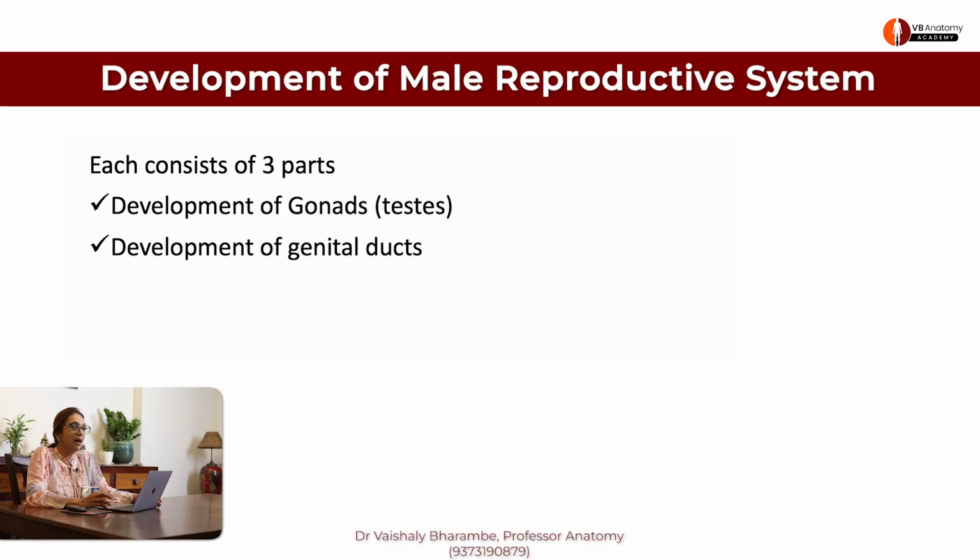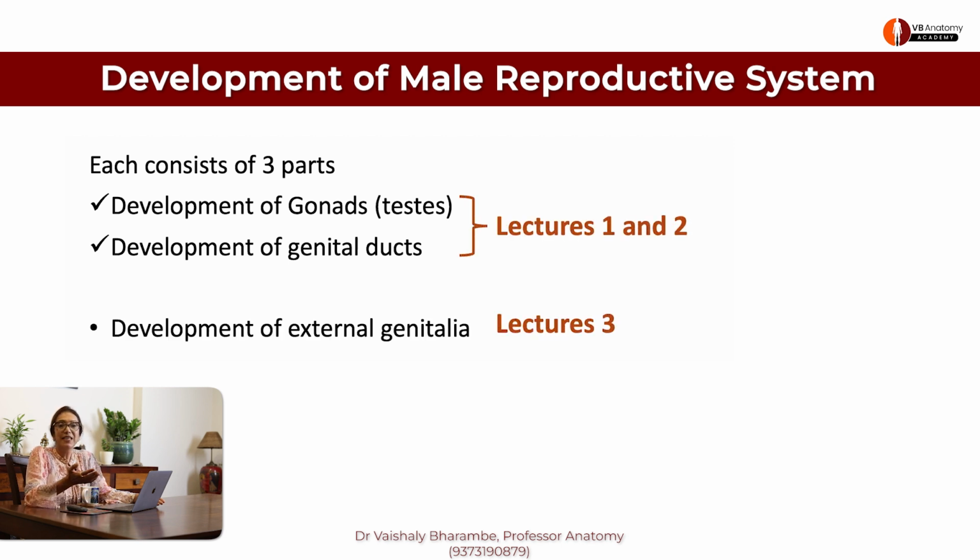So, development of male reproductive system essentially means we have to develop the gonad, which is the testes. We have to develop the 2 ducts. Okay, what develops from mesonephric, what develops from paramesonephric ducts. There is also development of external genitalia. That will be the lecture 3. Okay, so at this moment, let me begin by a discussion of the male reproductive system, lecture 1.